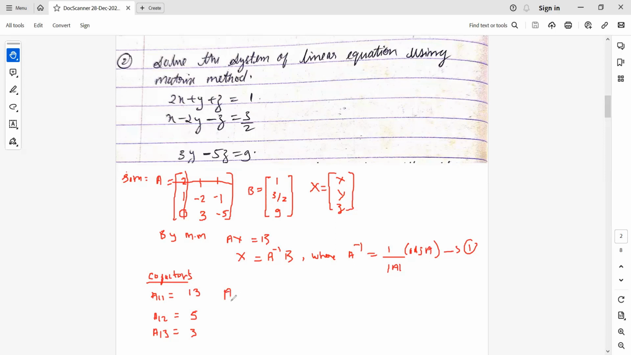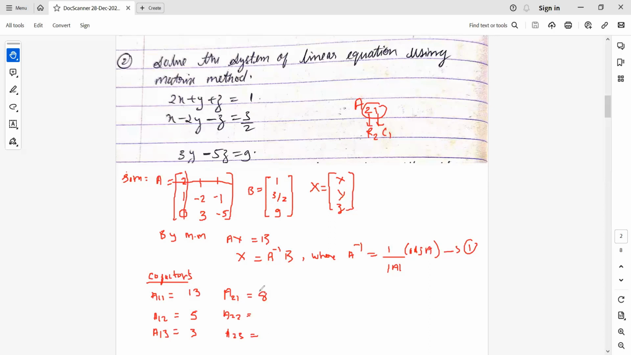Similarly, find the remaining cofactors A21, next A22, and then A23. Just see, based on these numbers, suppose we are finding A21. Here we have to delete the second row R2 and the first column. If you delete the second row and the first column, 2, -5 and 0, 1 will remain. Using that, find the determinant value and the cofactor. It will be equal to 8.